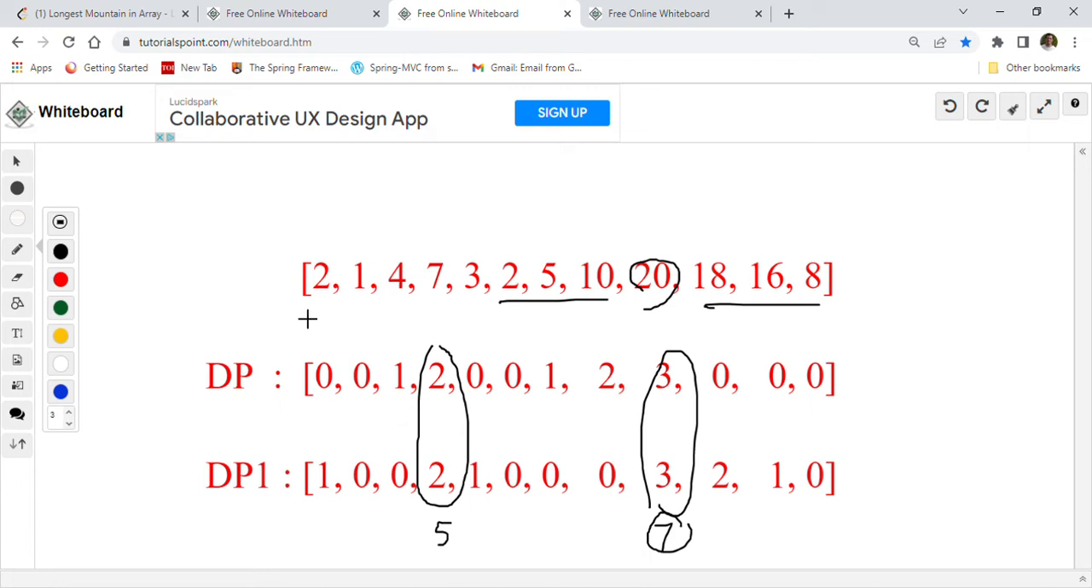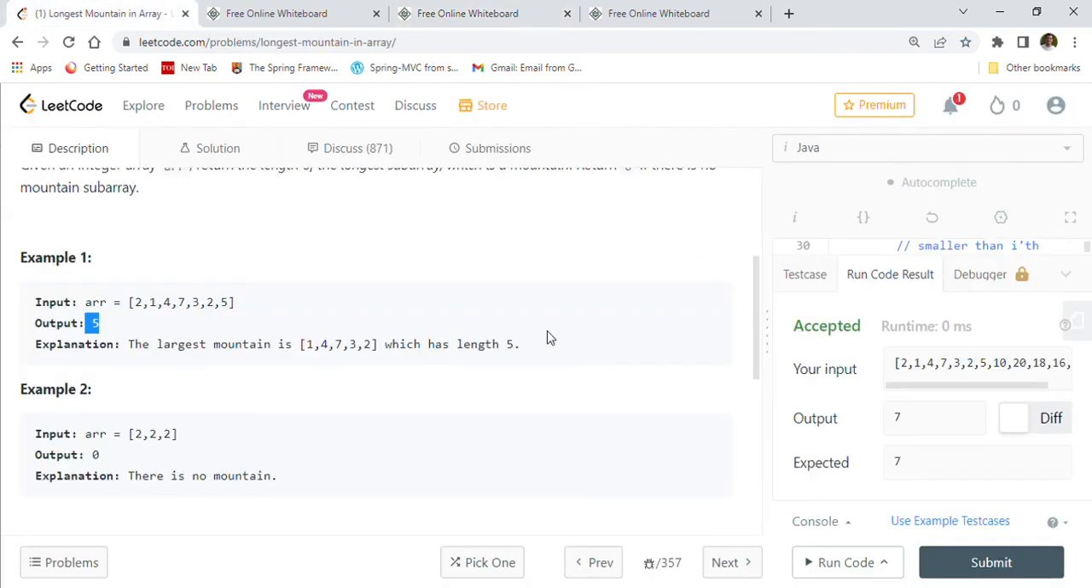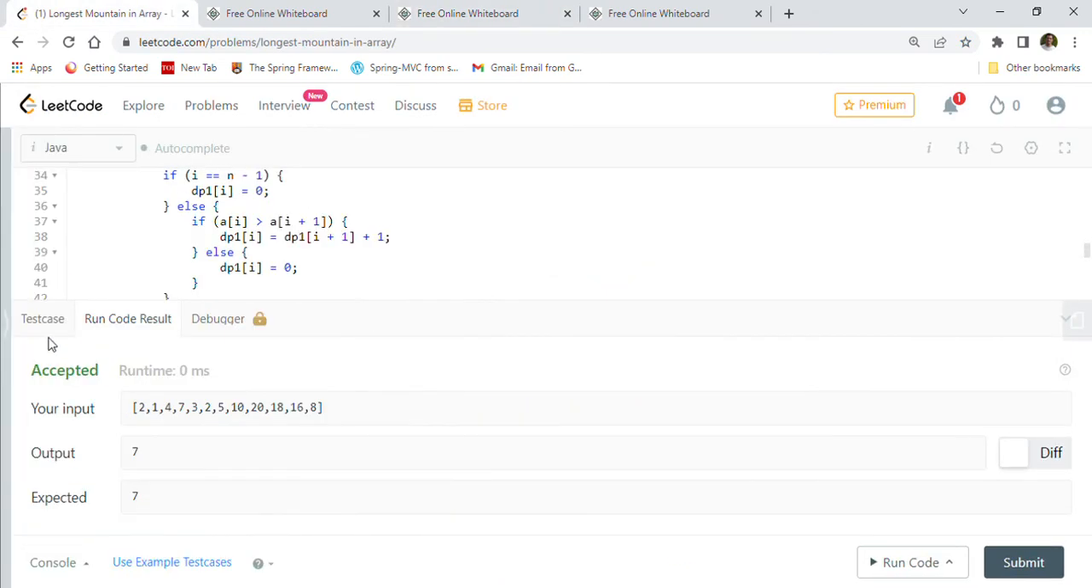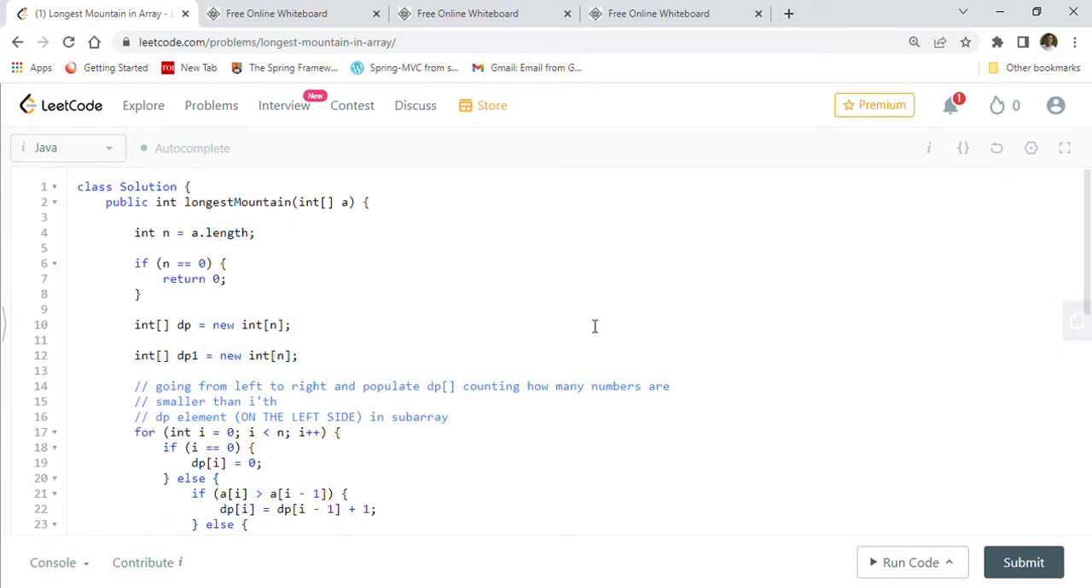So I am going to show you now the Java solution for this problem. With examples it becomes a lot easier to understand, right? Otherwise it becomes tricky. So now this is our longestMountain method we are implementing. It returns an integer because we want to return the maximum length of the mountain array, right? So A is the array that's given to us. We will just calculate n, which is the total numbers in the array. If n is 0, then we will directly return 0, right?